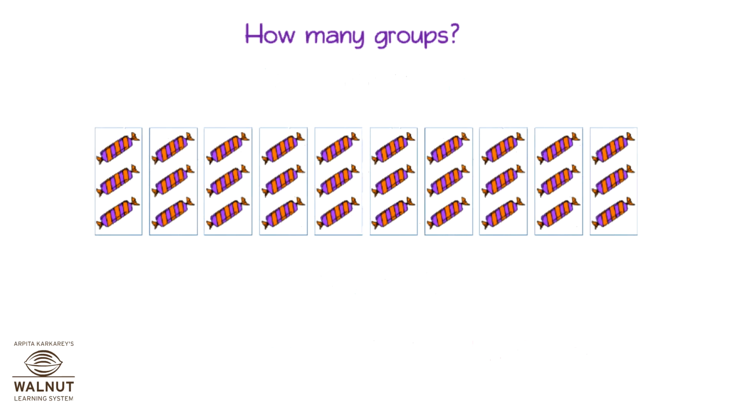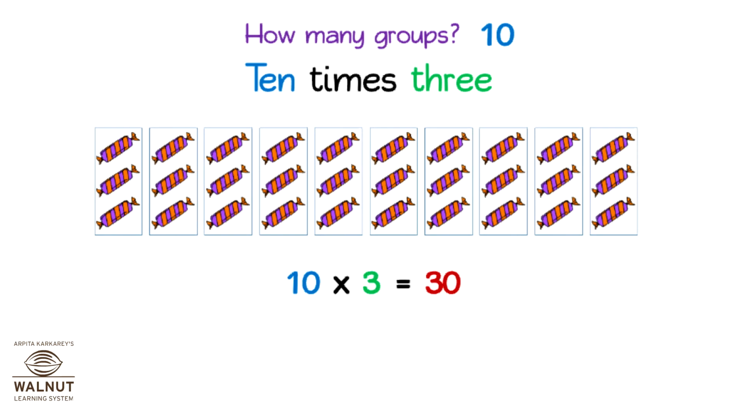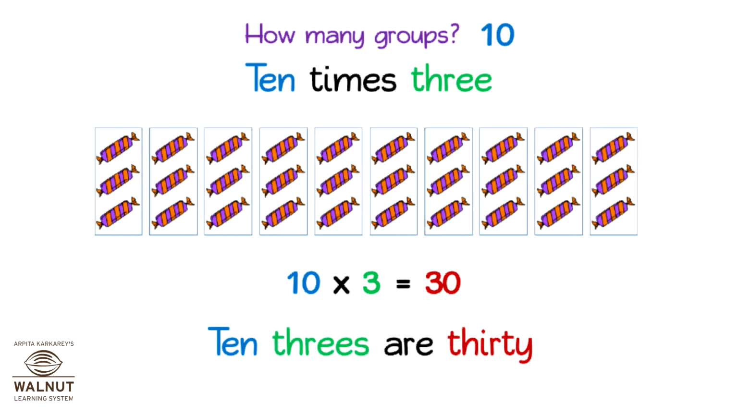How many groups do we have? 10. That is 10 times 3. We write it as 10 multiplied by 3, which is 30. We read it as 10 threes are 30.